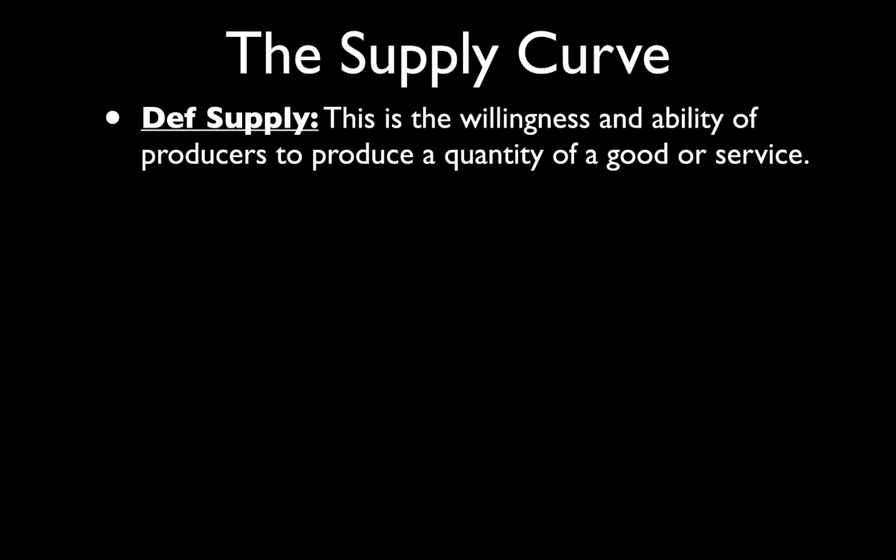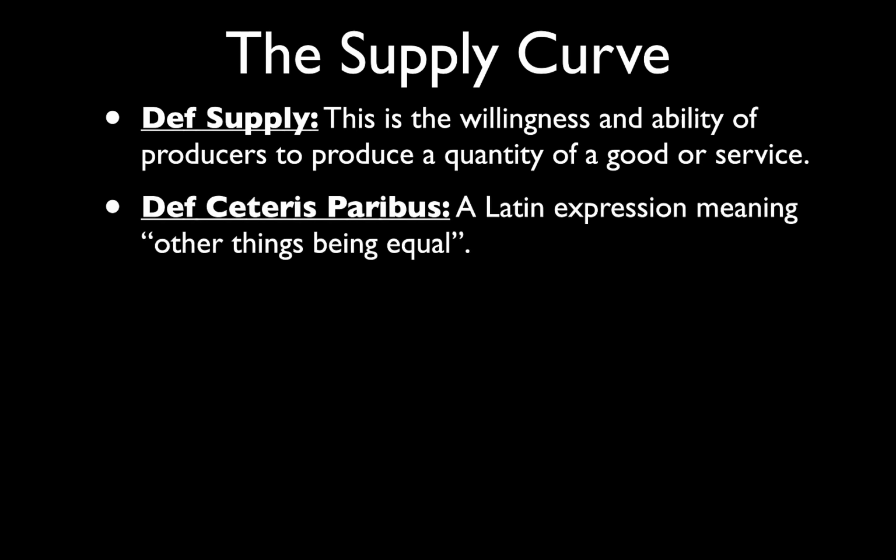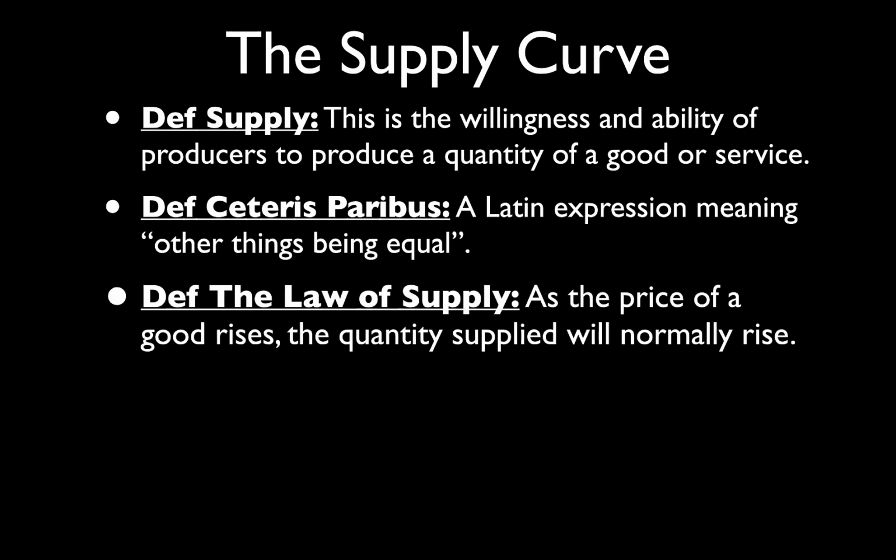Firstly, supply. This is the willingness and ability, and that ability is going to become very important at the end of this video, of producers to produce a quantity of a good or service. Ceteris paribus, a Latin expression meaning other things being equal. Nothing else has changed but one variable, because we're trying to assess the effect of a change in one variable on another, how much a change in one variable causes another variable to change.